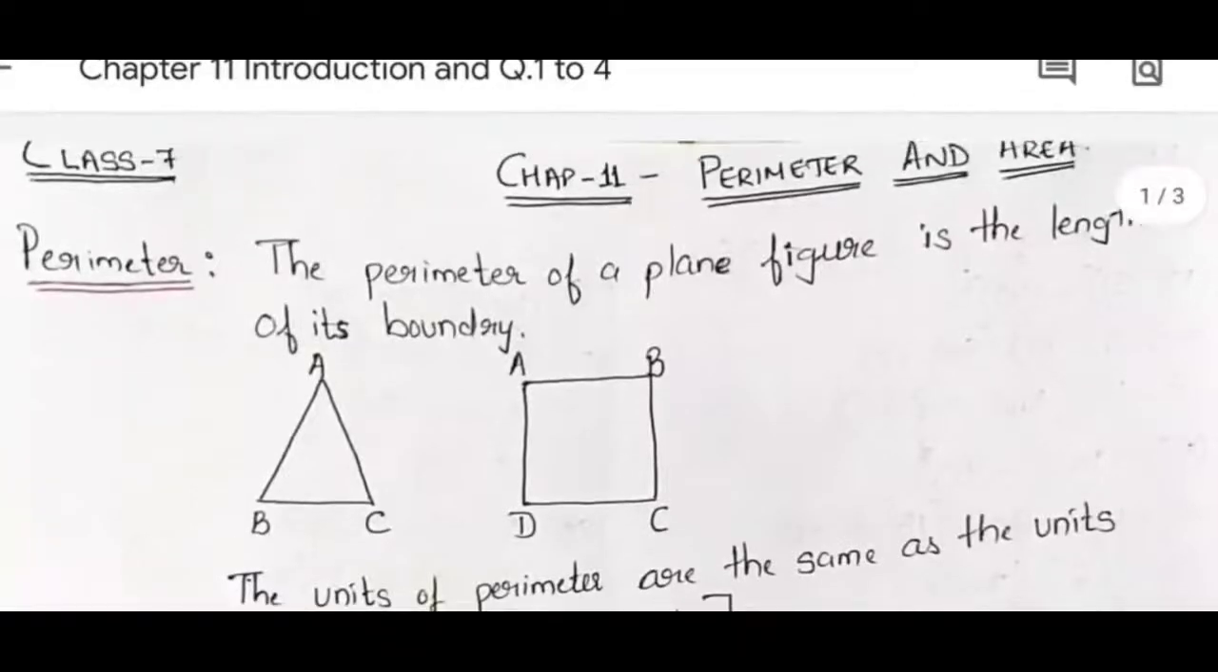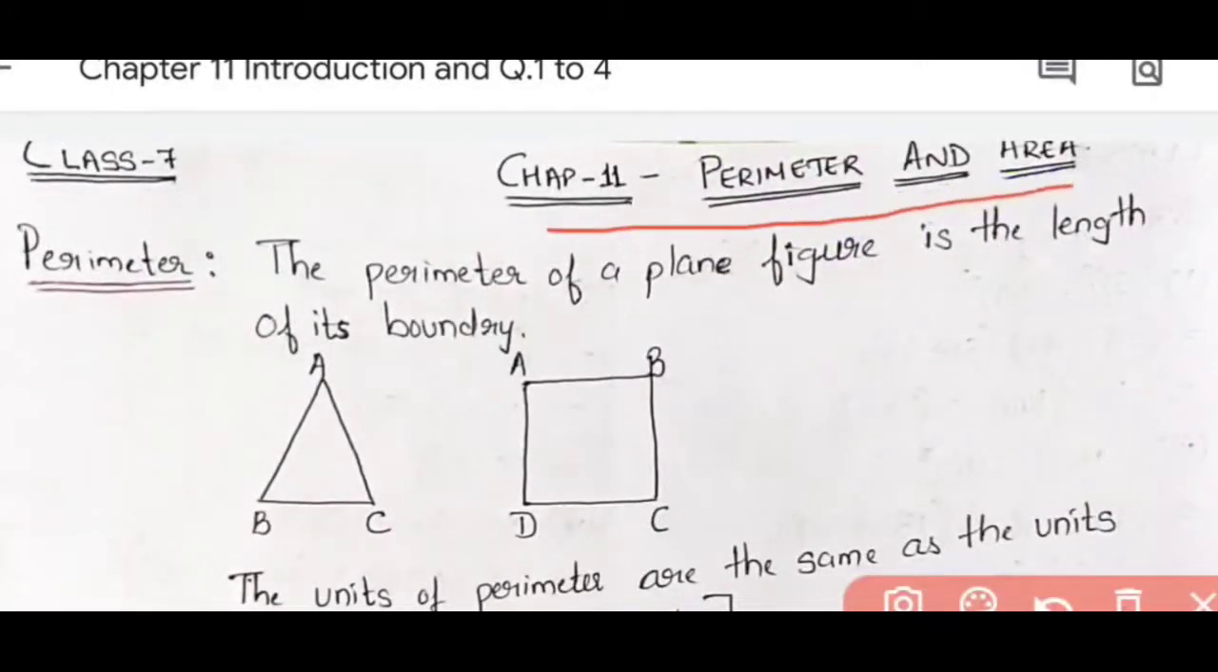Good morning, students. From today onwards we are going to start chapter number 11. Chapter name is perimeter and area. Now the question is, what is perimeter and area? You must be aware, because perimeter and area we have taken this topic already in 6th standard.